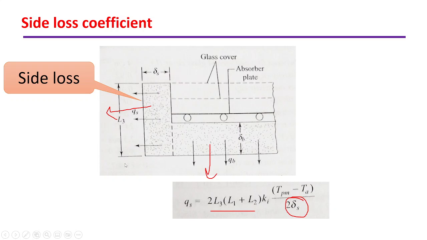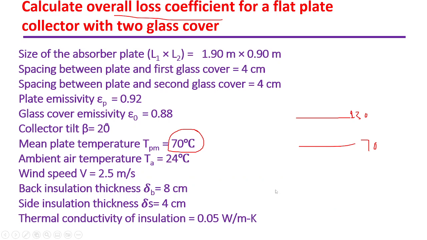Okay, so once we have the values for the side losses, top losses, and bottom loss, we will be able to get the overall loss coefficient. We just have to add these three figures. Okay, the value of Ki is given: thermal conductivity of insulation is 0.05 watt per meter Kelvin.